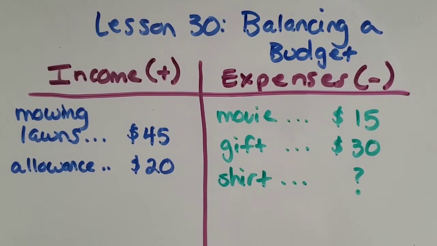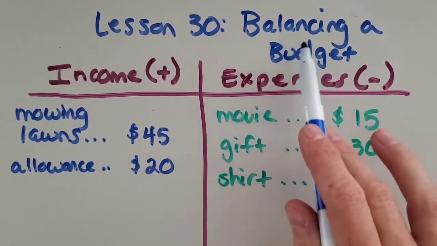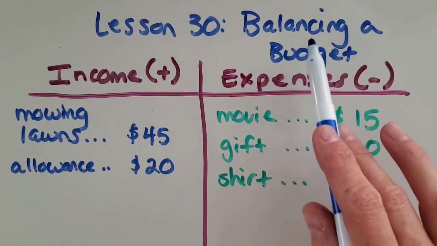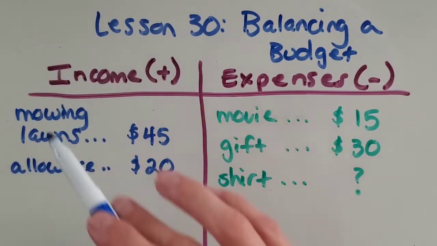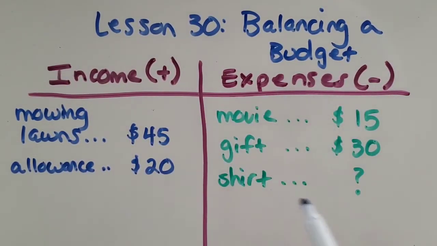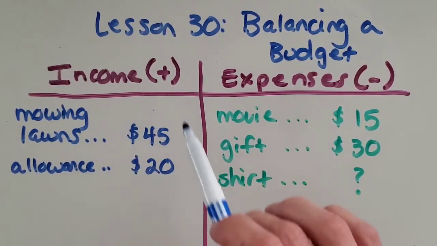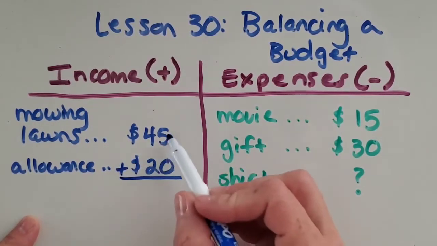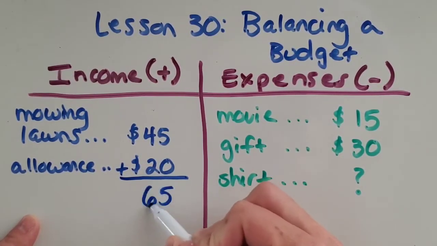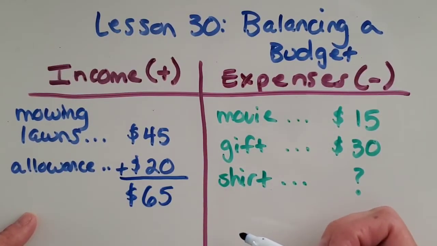In order to balance a budget, you have to get your budget down to zero. That means whatever you make and whatever you spend is equal and ends up getting down to zero. In this case, we don't know the total income yet, so that will help us in trying to balance this. How much did this person make total? Let's find out. Let's add their two incomes. They have $65 to work with.